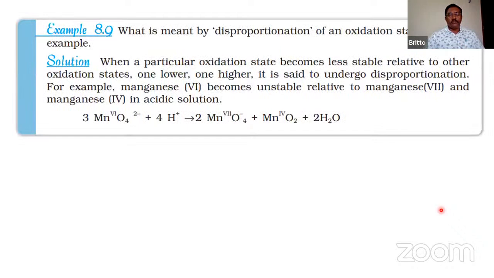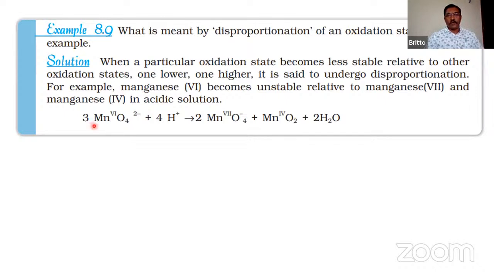And then disproportionation reaction, we saw in copper லையும் ஒரு தடவை பார்த்தோம். So again, disproportionation reaction அப்படி பார்த்தீங்க அப்படின்னா, when a particular oxidation state becomes less stable relative to other oxidation state, one lower and one higher. Okay, so it is said to undergo disproportionation. அப்ப என்ன ஆகும், ஒரு பர்டிகுலர் லைக் வேரியபிள் ஆக்சிடேஷன் ஸ்டேட் இருக்கிற மெட்டல் அயான்ஸ் தான் இது மெட்டல் அயான்ஸ் ஆர் மெட்டல் ஆட்டம்ஸ் ஒன்லி வி அண்டர்கோ லைக் திஸ் டிஸ்ப்ரொபோர்ஷனேஷன்.